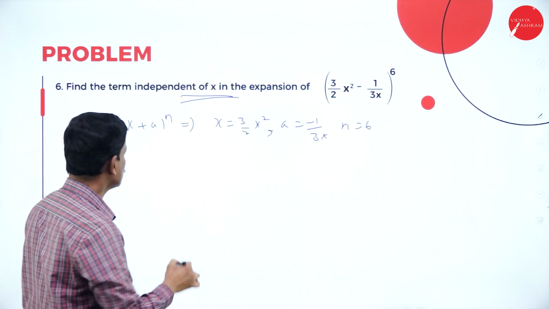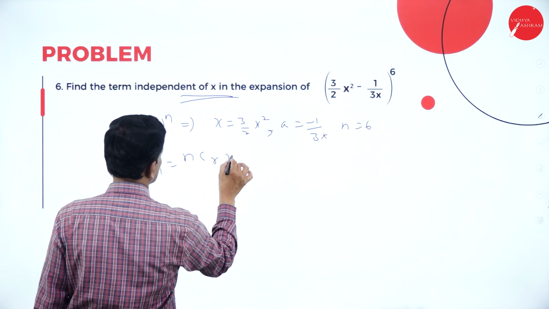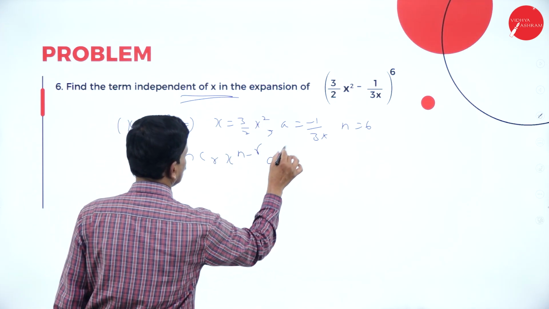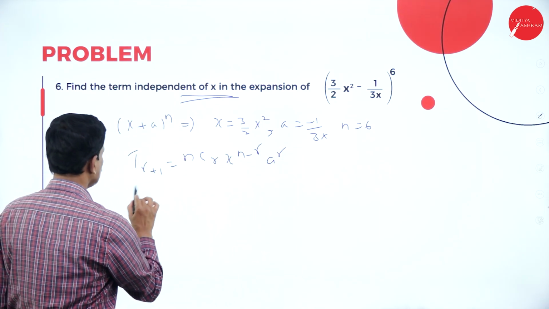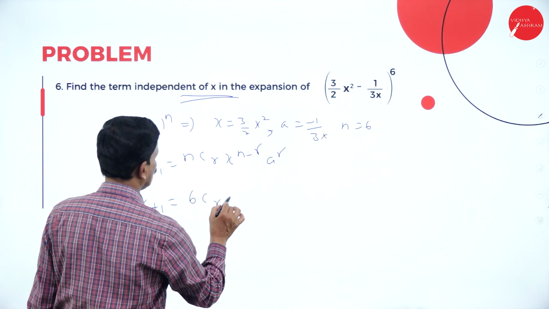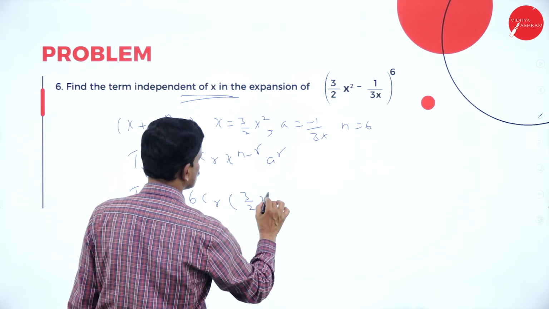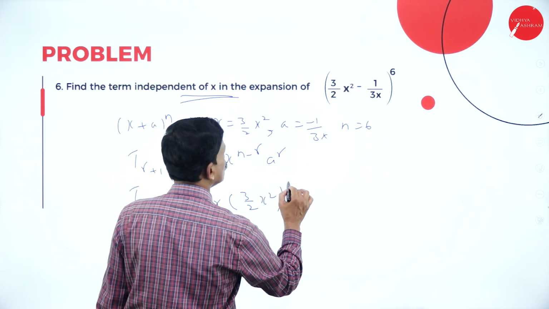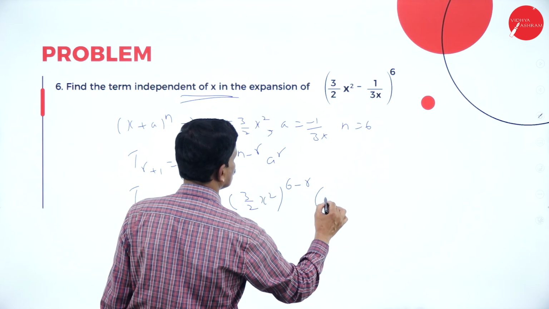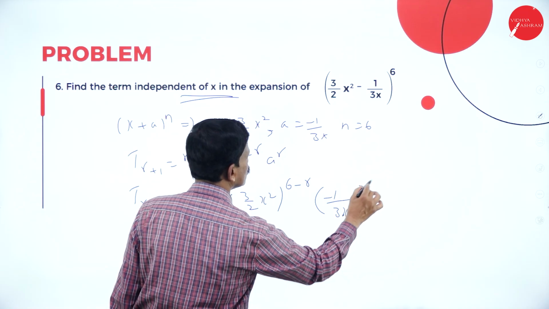Now what is the general term? T(r+1) is equal to nCr x to the power of n minus r, a raised to r. Now T(r+1) is equal to, what is n? 6Cr, what is x? (3/2 x²) whole to the power of n minus r, that is 6 minus r, into a, which is (minus 1/(3x)) whole to the power of r.